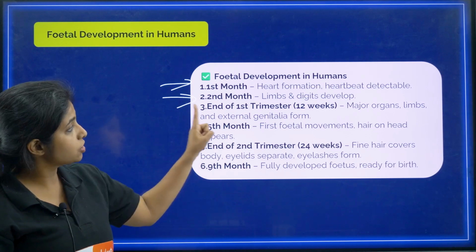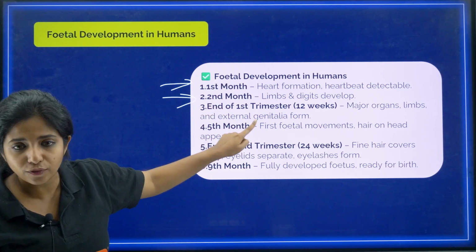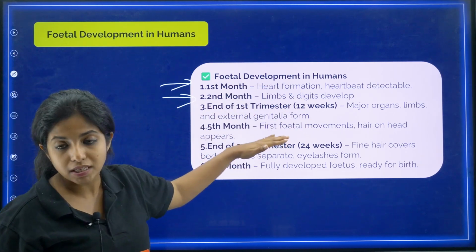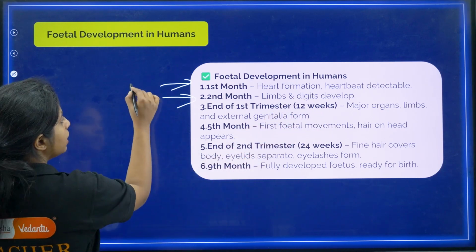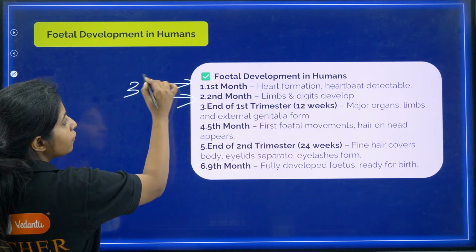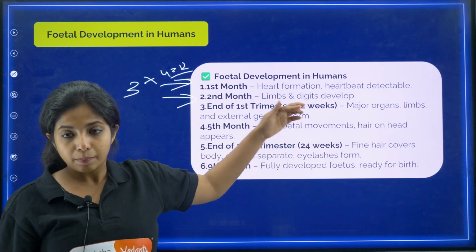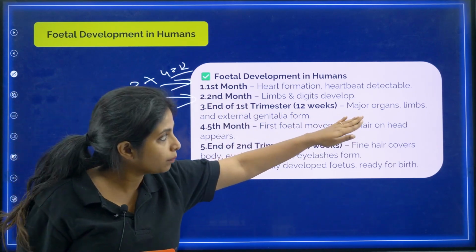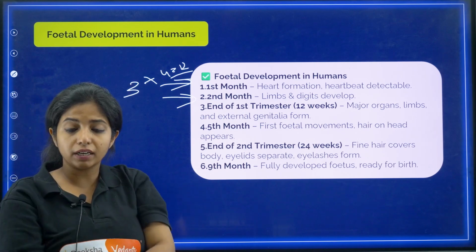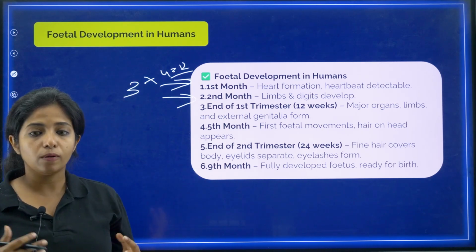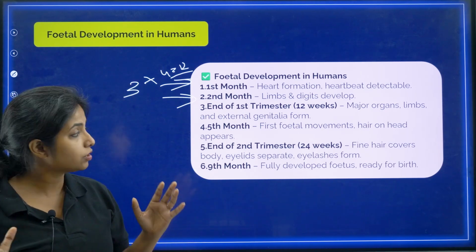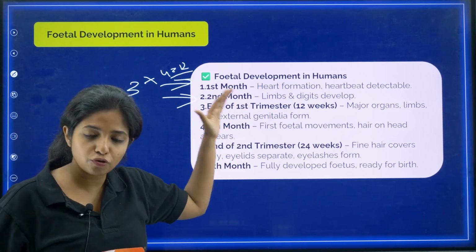By the end of the first trimester, that means 3 months or 12 weeks. In every month, you have 4 weeks, so 3 into 4, 12 weeks are there. By the end of 3 months, you would find major organs, the limbs perfectly developed, and external genitalia also forms. External genital organs are also being formed. Please remember this flow, this usually comes.